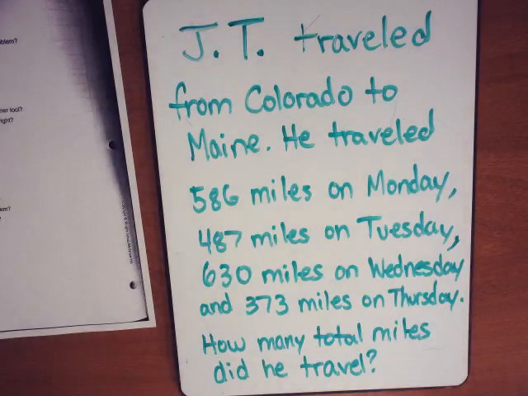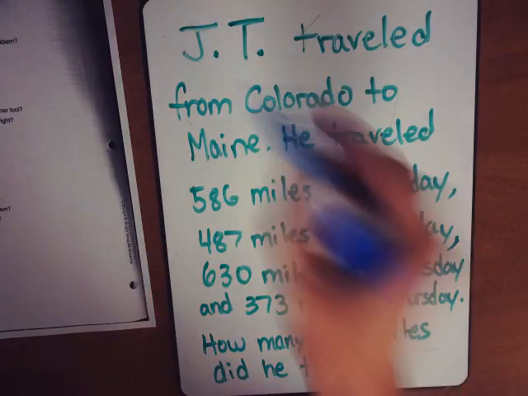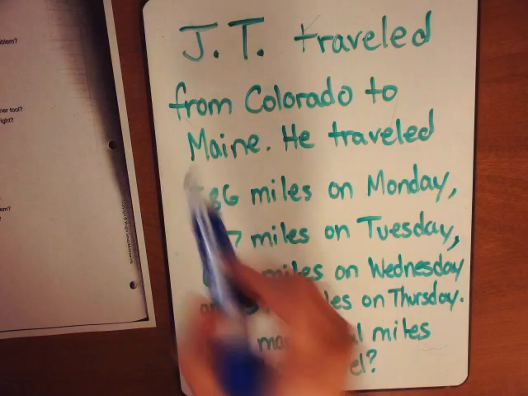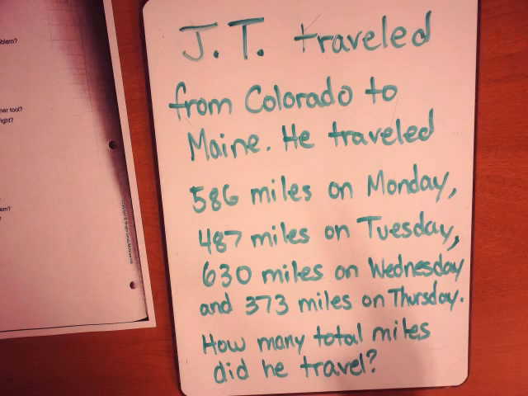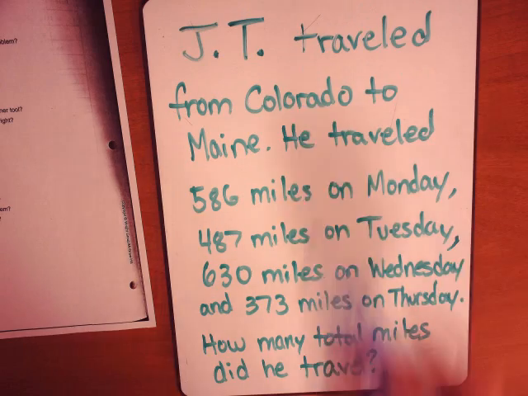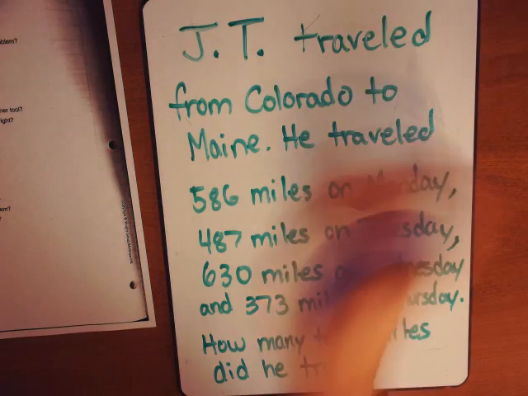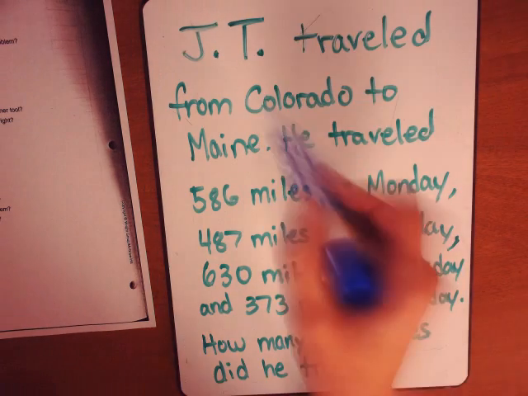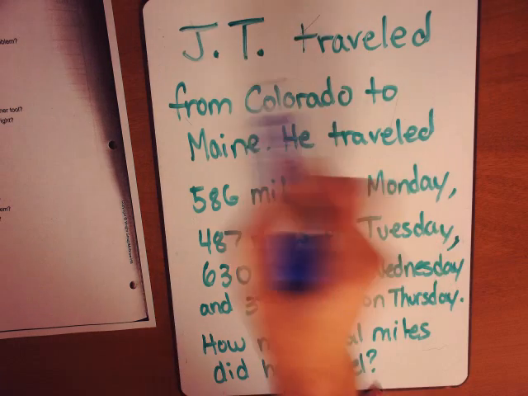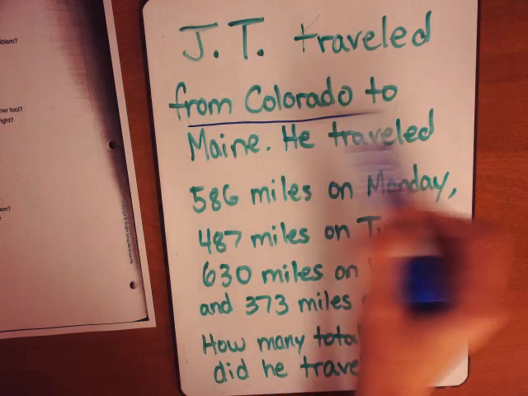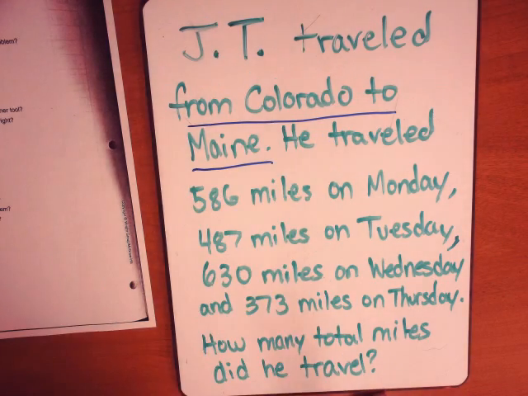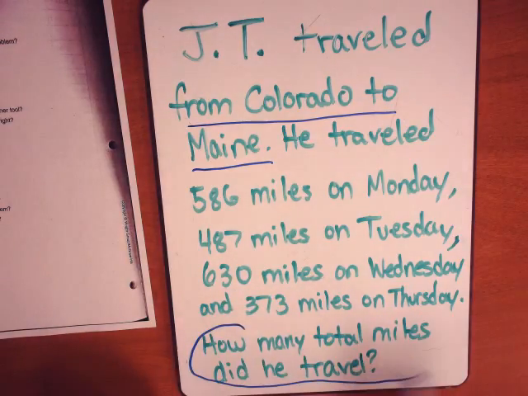Okay, so first of all, understanding the problem. What is he doing? What's going on? Okay, he's going on a trip. So I could go through and underline. I know that you don't have the problem written down. It's okay, just watching me right now. But I would underline the action, the event, what's happening to make sense of it. Okay, he's going on a trip from Colorado to Maine. Okay, what is it asking me to solve? How many total miles did he travel?